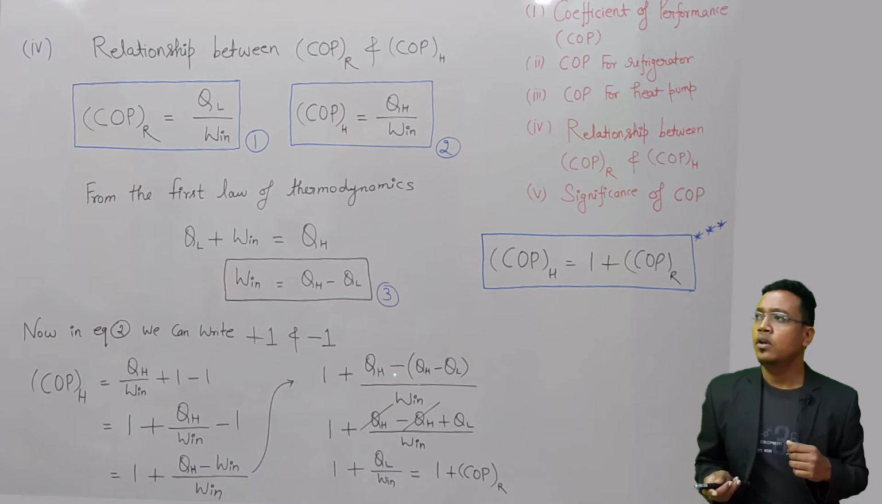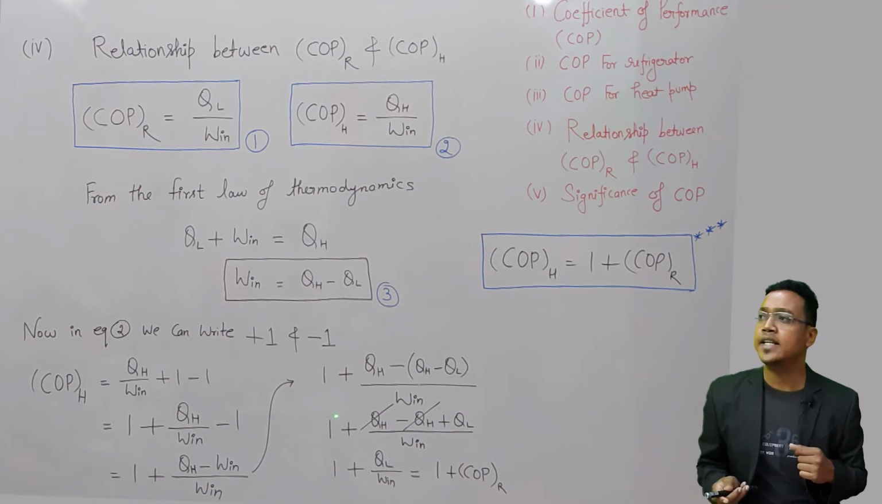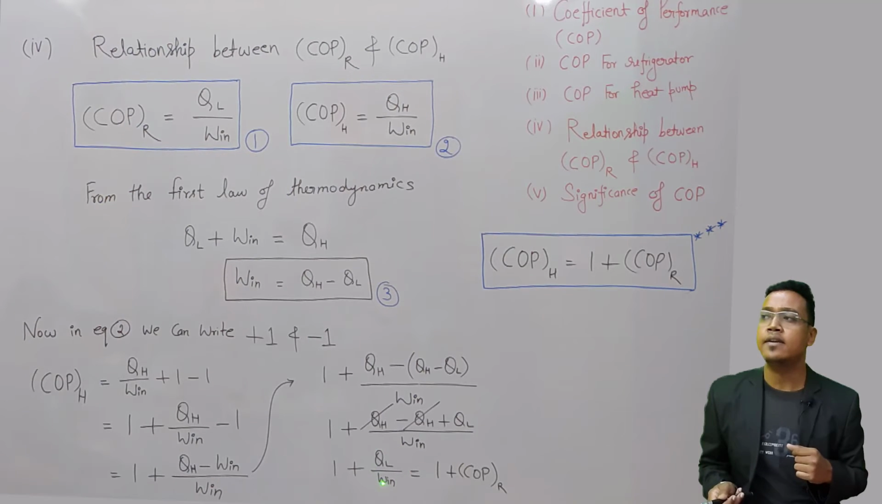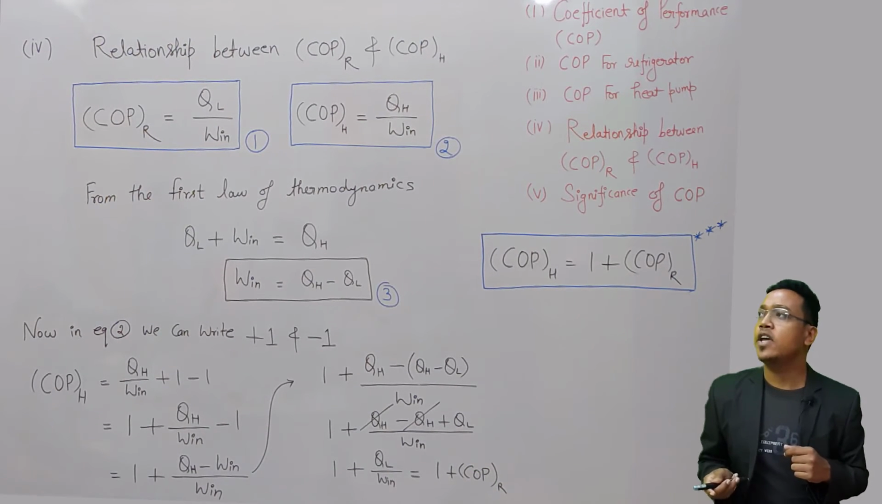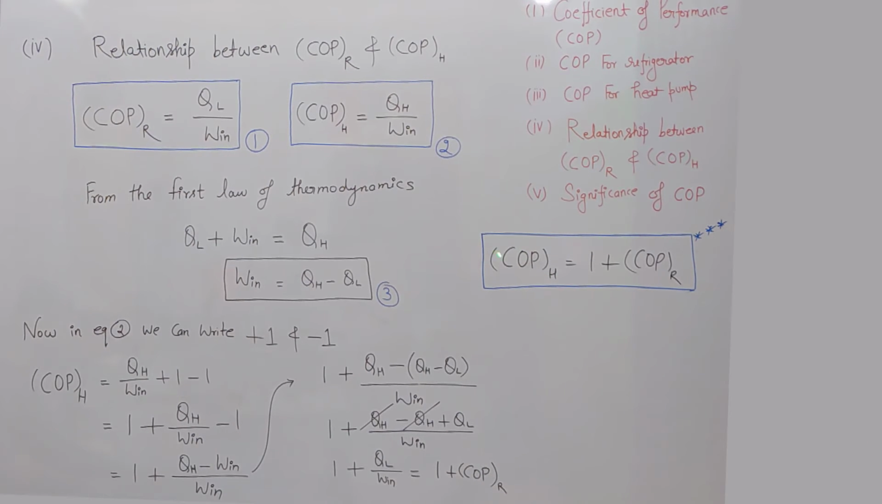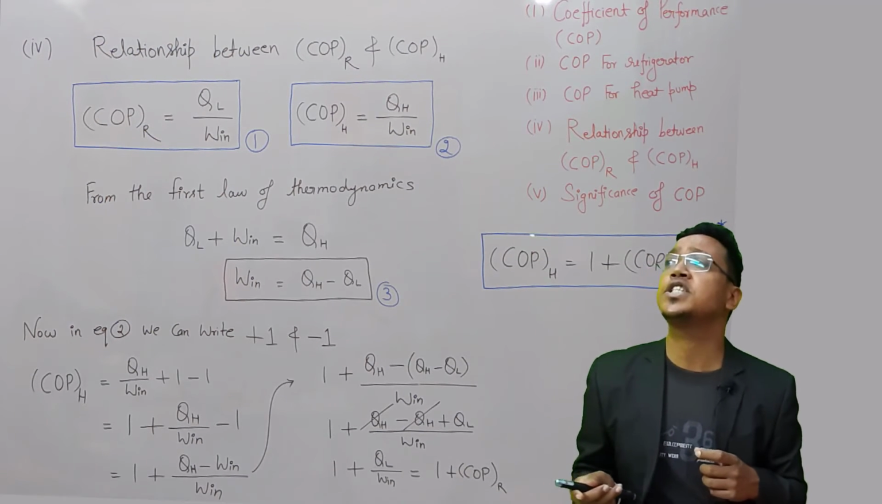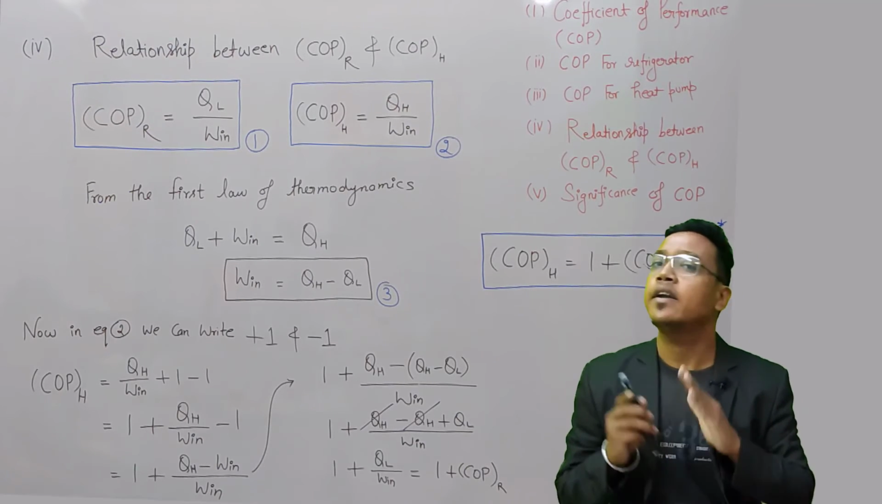From this we can write that QH will cancel, plus QL divided by WIN. So if we arrange this equation, we can write 1 plus QL divided by WIN, and QL divided by WIN is the COP for refrigerator. From this equation we can say that COP of heat pump is equal to 1 plus COP of refrigerator. This is the relationship between the coefficient of performance of refrigerator and heat pump.